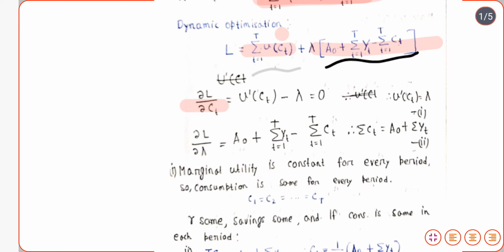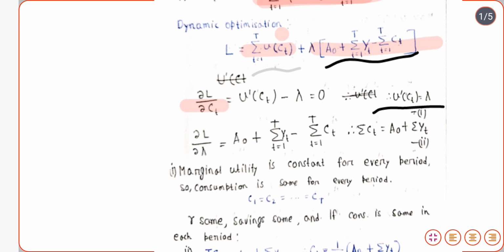This entire term will be obtained, and from this equation we can get the value of Ct, that will be equal to a0 plus summation yt. So this is very easy now. Number one is saying that u dash Ct is what? U dash Ct is the marginal utility. And what is marginal utility? Marginal utility is equal to lambda.